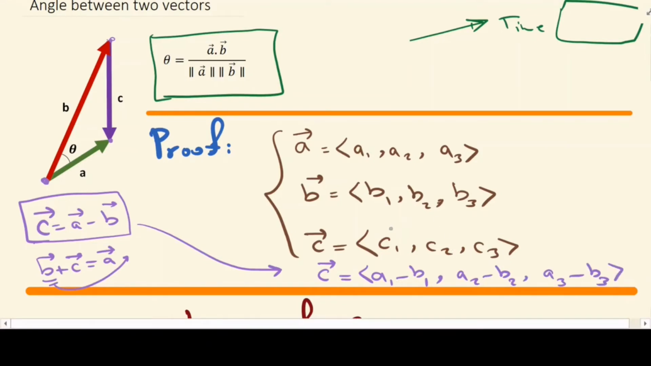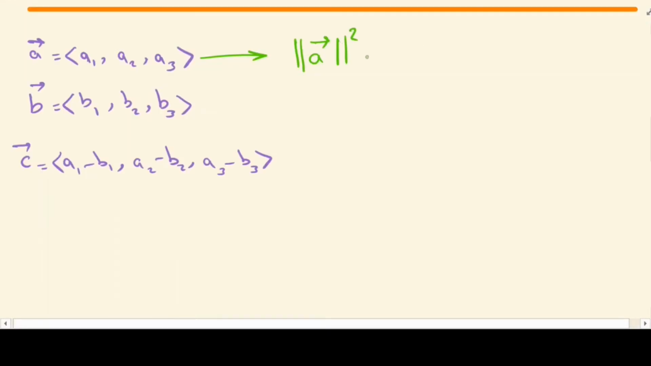So now let's calculate the length of vectors A, B, and C. We have 3 components for each vector. We just need to raise each component to power 2, and then add all those terms. The square root of that is going to be the length of each vector. So let's do that. Length squared is going to be the summation of each of the components raised to power 2. So it's going to be A1 squared plus A2 squared plus A3 squared.